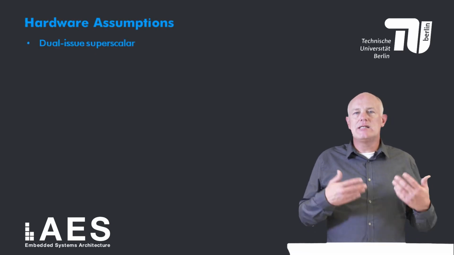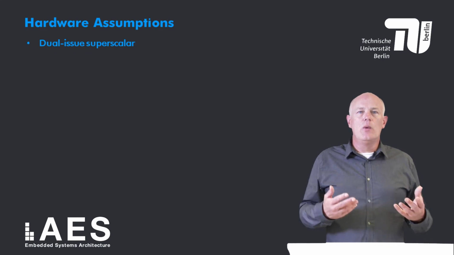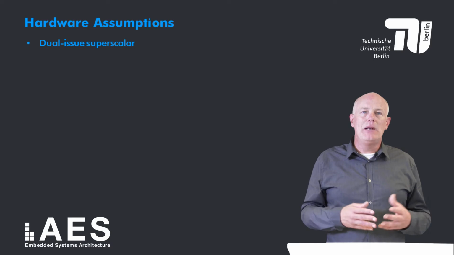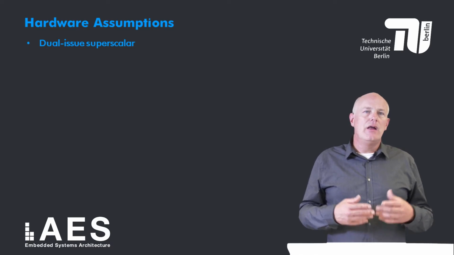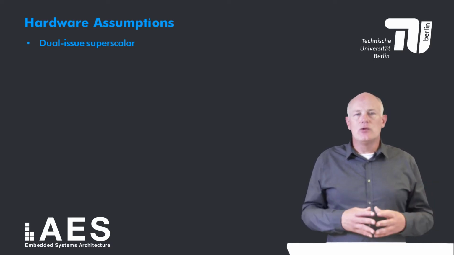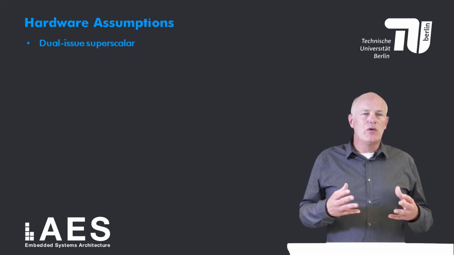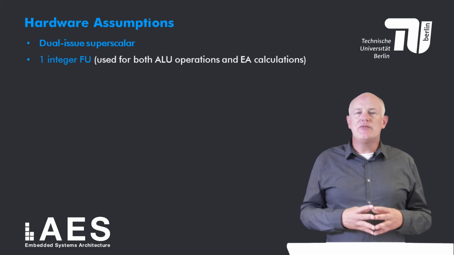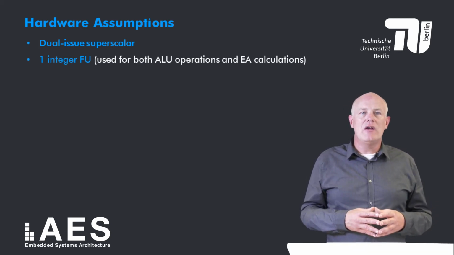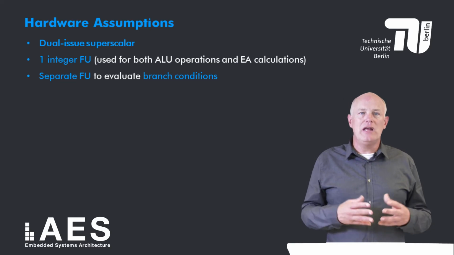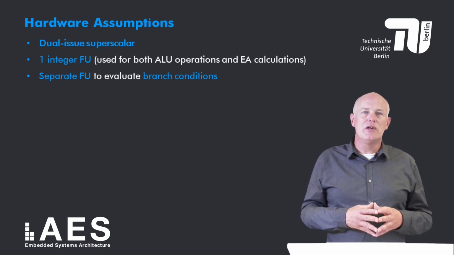This slide summarizes the hardware assumptions. The loop will be executed on a dual issue superscalar that can issue and complete 2 instructions per cycle. The remaining assumptions are identical to the assumptions made before when I illustrated dynamic scheduling. For completeness, there's one integer functional unit that is used for ALU operations as well as effective address calculations. There's a separate functional unit to evaluate branch conditions, so branch conditions are not evaluated using the integer functional unit.